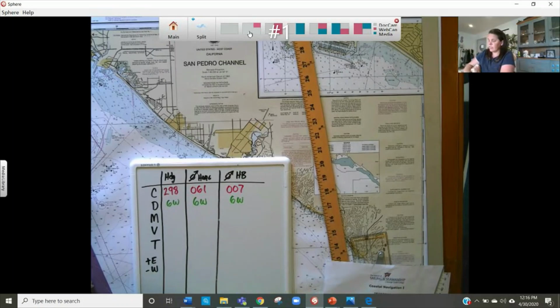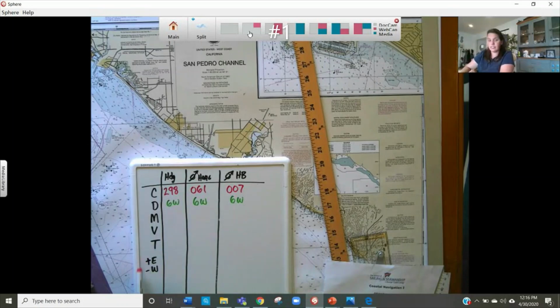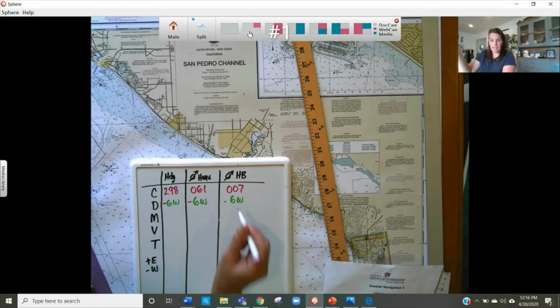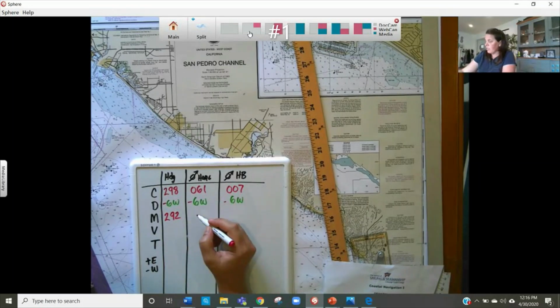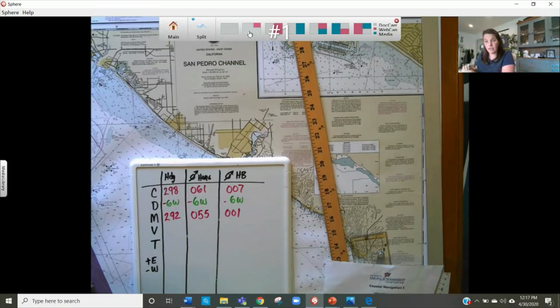Now, I want to figure out what that sign is. If I'm going down, I am adding east, subtracting west. So with this 6 west, I am going to subtract it. And that leaves me with 292, 055, and 001 magnetic.